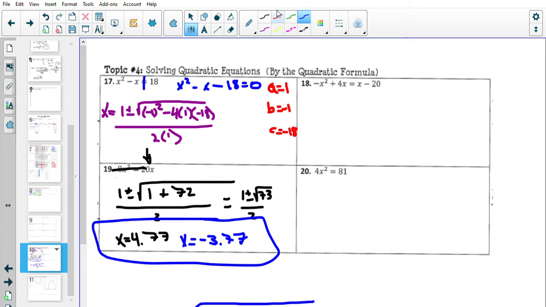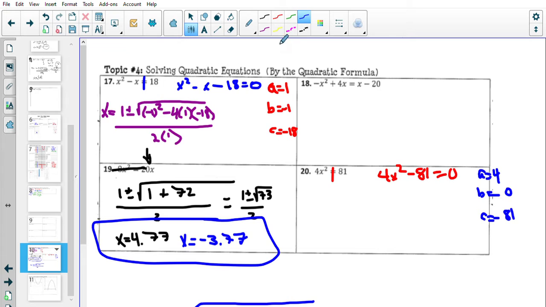So let's do one more of these. We're going to look at number 20. Now number 20, again, none of these are in standard form, so we have to put this in standard form by moving the 81. So we get 4x squared minus 81 is equal to 0. We need our value of a, which is the 4. So a is 4. B is the value in front of the x, but there is no x. So that means b is 0. And then that means that c is that negative 81.